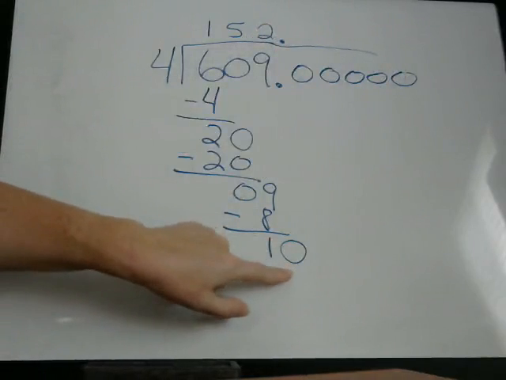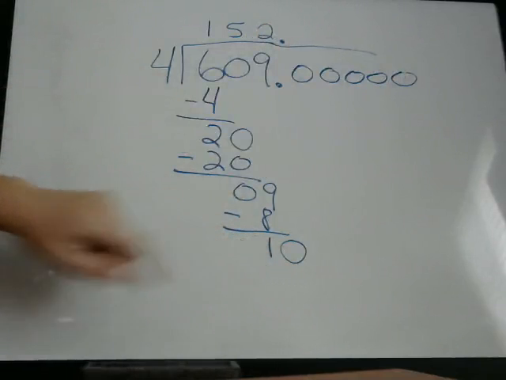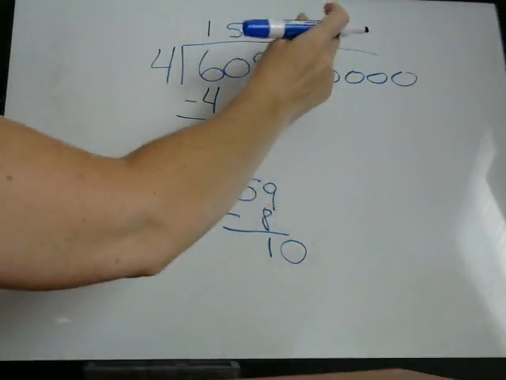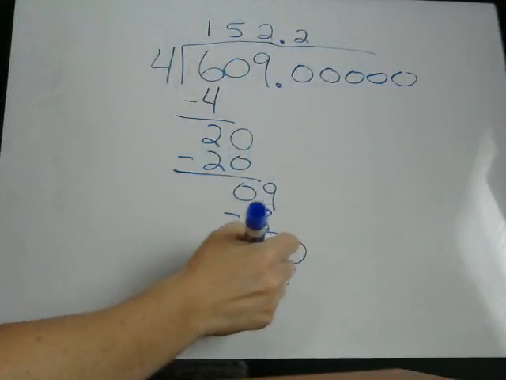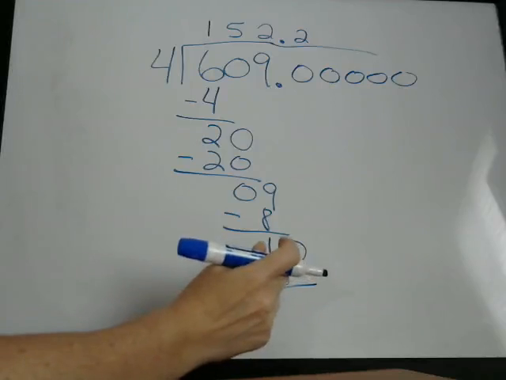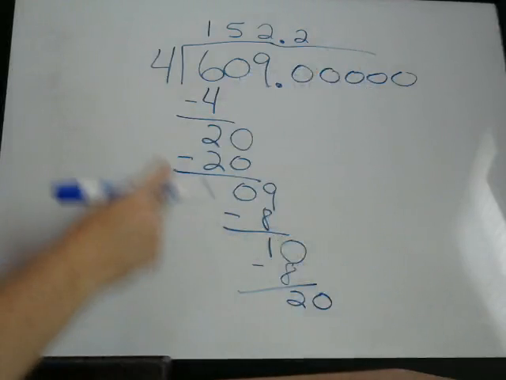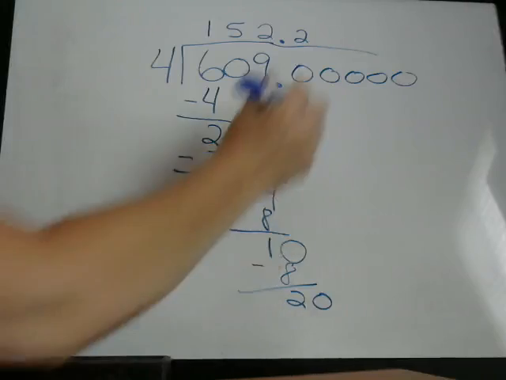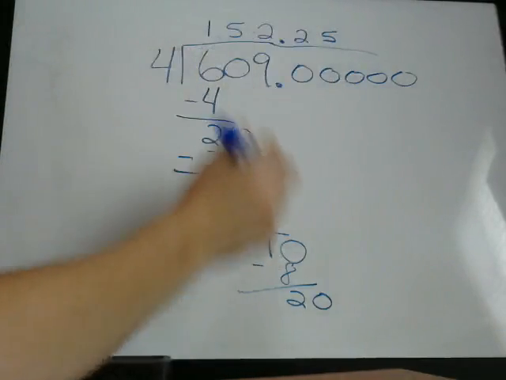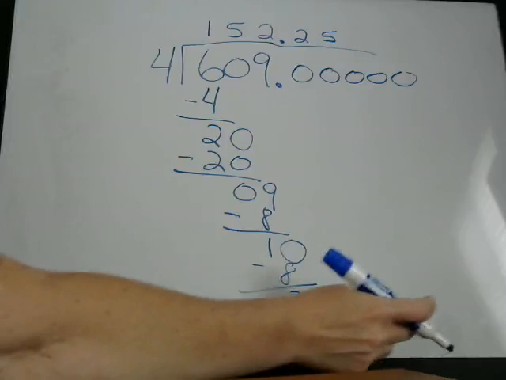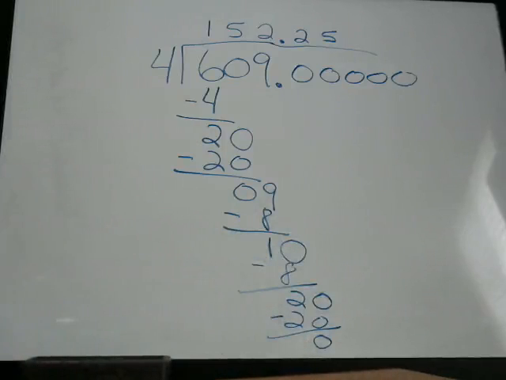We've brought the 0 down. How many times does 4 go into 10? It will go twice. So above this 0 that we just brought down, we're going to write 2. Multiplication. 2 times 4 is 8. Subtraction. 10 minus 8 is 2. We have another 0 we can bring down. How many times does 4 go into 20? 5. Multiplication. 5 times 4 is 20. Subtraction. 0. So we don't need to bring any more zeros down when we're at 0, because that's the end of the question here. So the answer is going to be 152.25.